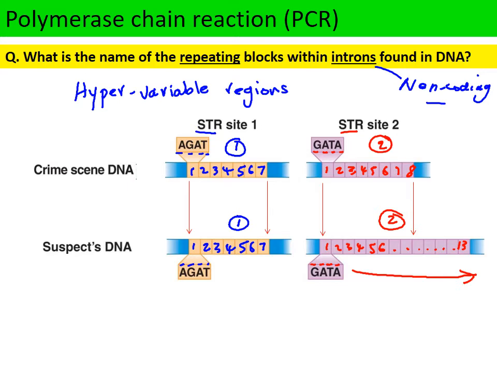And we can use this technique for paternity testing or looking at how close certain people are related to each other. Now, more closely related people will tend to have these hypervariable regions that are more similar in size.